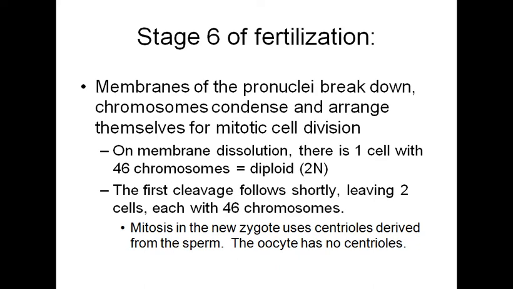So mitosis in the new zygote uses centrioles derived from sperm. The oocyte has no centrioles. It is important and sometimes asked in AIIMS. This is the important point, right? कि centrioles derive हो रहे हैं हमारे पास sperm से, because oocyte के अपने centrioles नहीं.